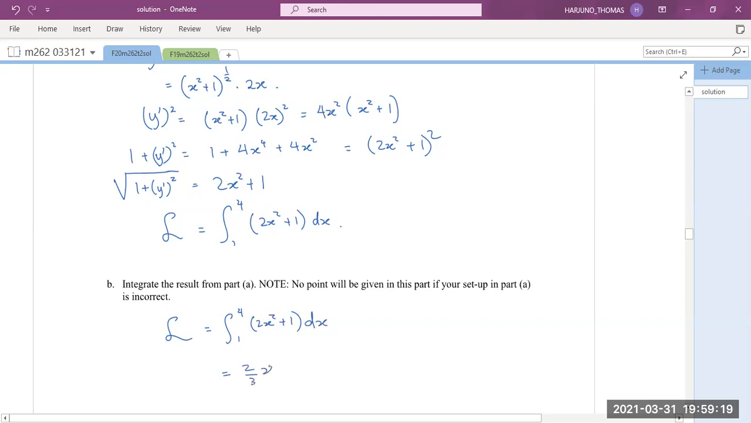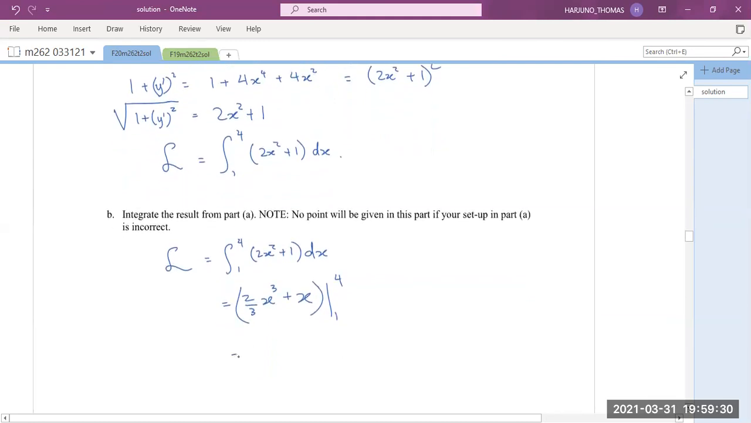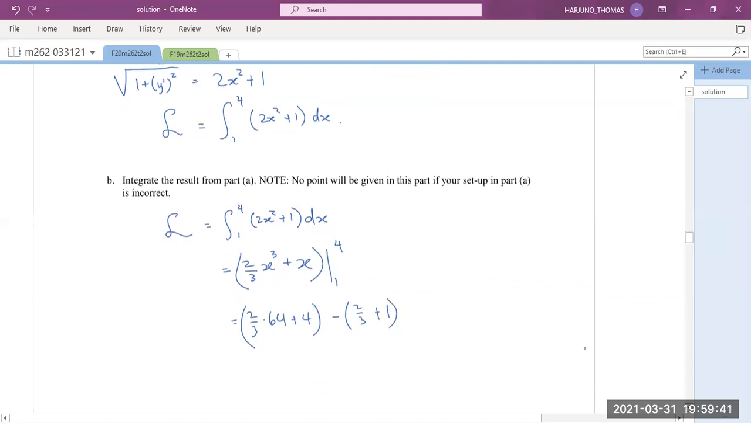Or maybe you just forget how to integrate, but you're not supposed to. I think this is way too easy to do. So this is 2/3 times 64 plus 4 minus 2/3 plus 1. That's 2/3 times 63 plus 3. So what's that? 21, 42, 45.